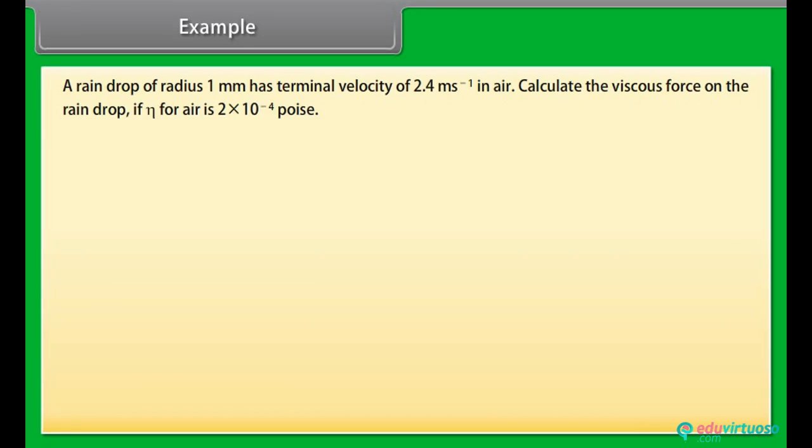Example. Let's take an example on Stokes' law. A raindrop of radius 1 mm has a terminal velocity of 2.4 meter per second in air. Calculate the viscous force on the raindrop, if eta for air is 2 into 10 raised to the power minus 4 poise.